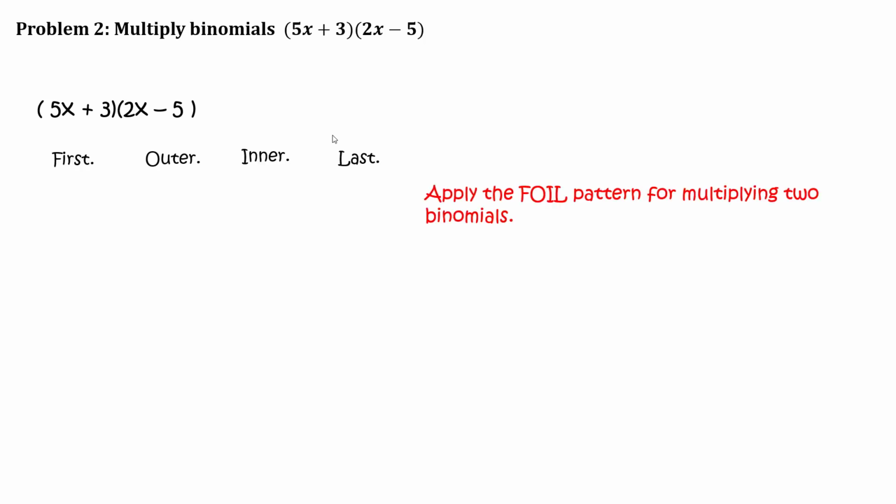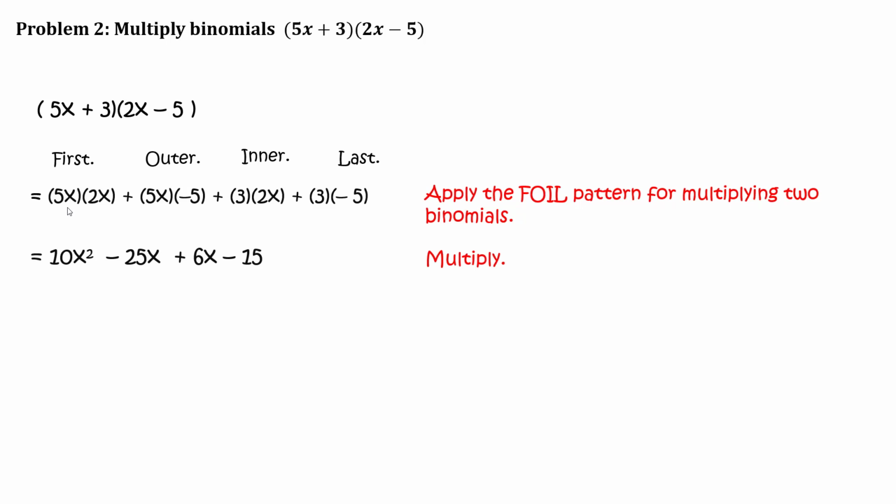We're going to multiply the binomials 5x plus 3 times 2x minus 5. So first I'm going to write the problem, 5x plus 3 times 2x minus 5. I'm going to apply the FOIL pattern for multiplying two binomials. First, the product of first terms, 5x times 2x. The product of outer terms, 5x times negative 5. The product of inner terms, 3 times 2x. And the product of last terms, 3 times negative 5.